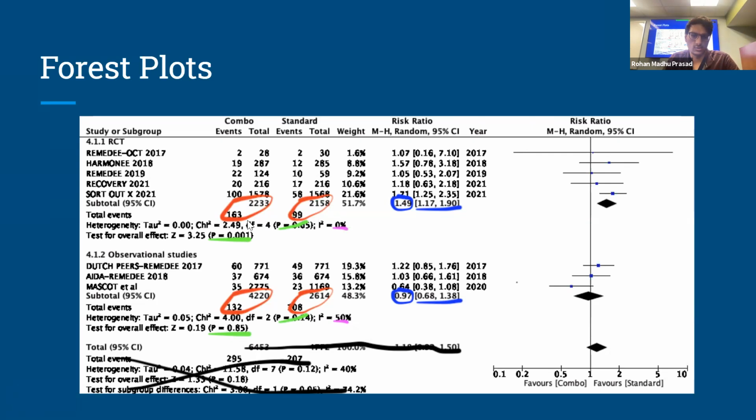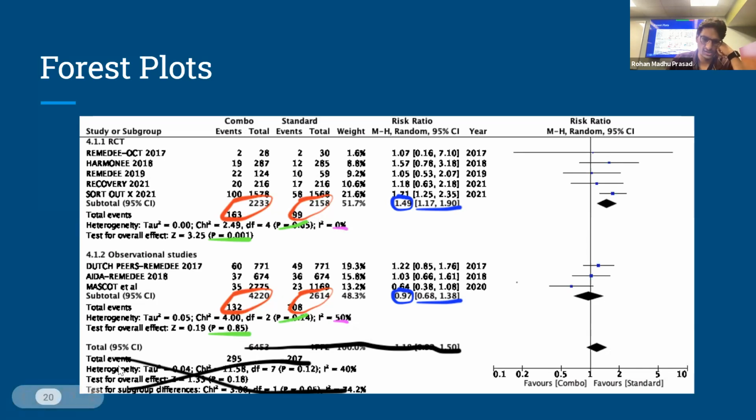Then the last thing that you want to include, something you want to at least look at, is the total events, the one in red. So the 163 is how many events were in this total arm right here. If you add all these up, it's 163. Now the 2,233 is how many patients were total. And then same thing in all of these red.